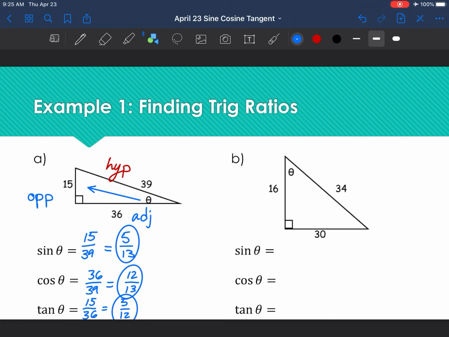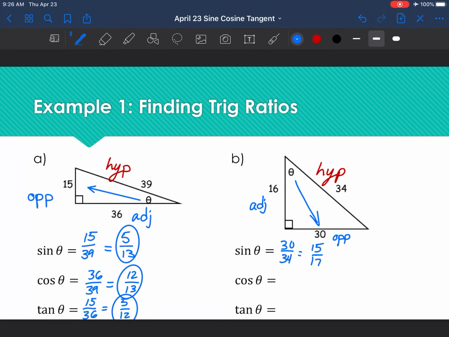All right, so next one, same thing. Start by labeling the 3 sides. Across from the right angle is the hypotenuse. And then across from theta is going to be your opposite side, and the remaining one has to be the adjacent. So sine is going to be opposite over hypotenuse, so 30 over 34. When you simplify it, divide by 2, so 15 over 17.